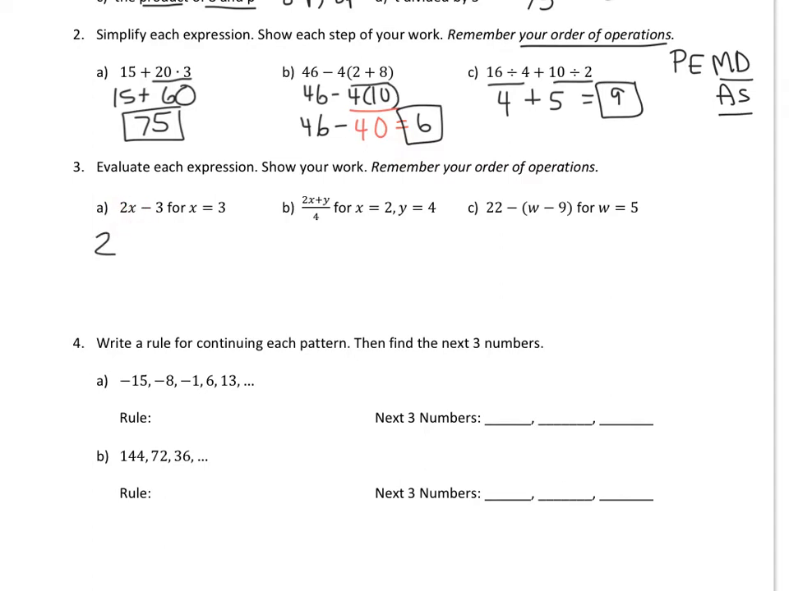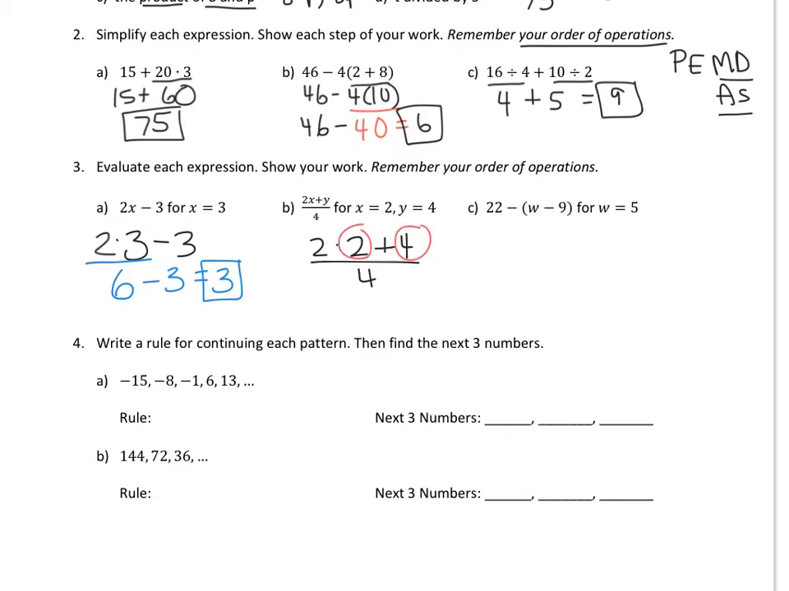So this is going to be 2 times 3 minus 3. Now do order of operations. 2 times 3 is 6. 6 minus 3 is 3. In letter B, you want to do 2 times 2 plus 4 all over 4. So I plugged in x is 2, y is 4.